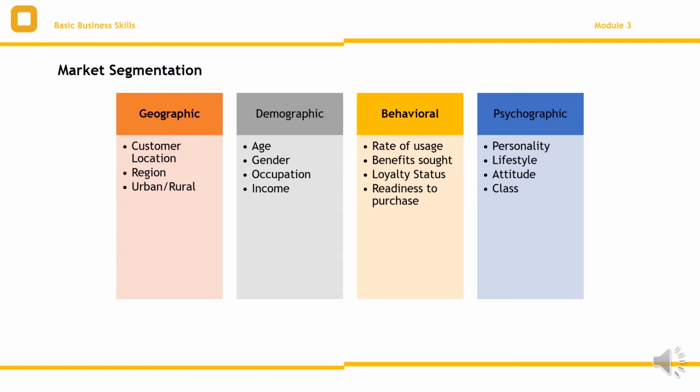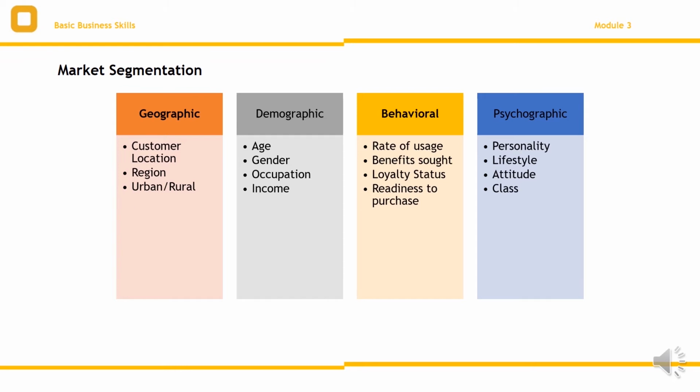You can also segment your market based on demographic elements, meaning that you can divide your market based on age, gender, occupation, income, and education. These people will have different buying patterns. They'll have different interests based on their age, gender, and occupation, and you must understand these interests.